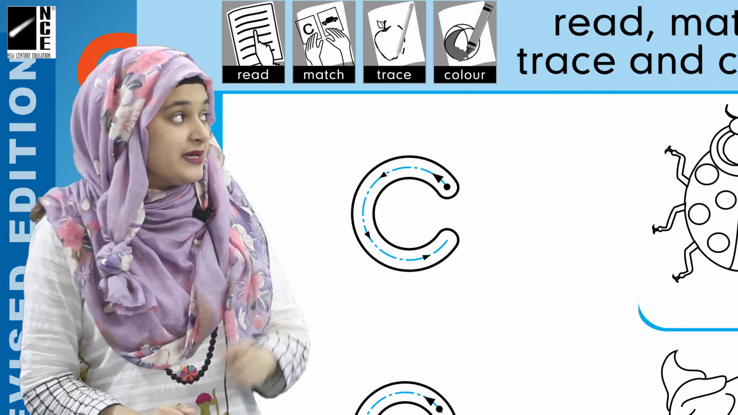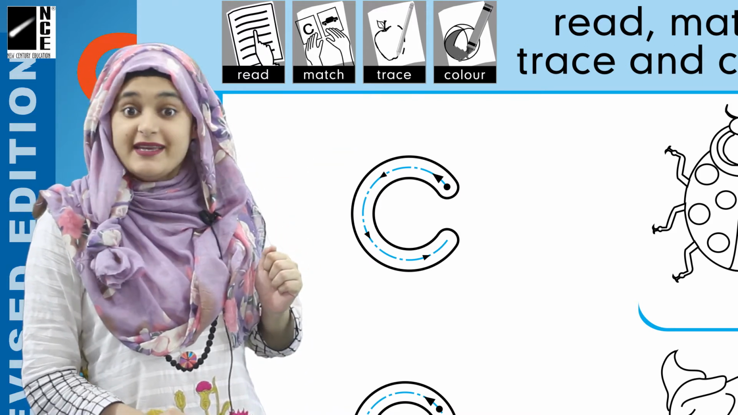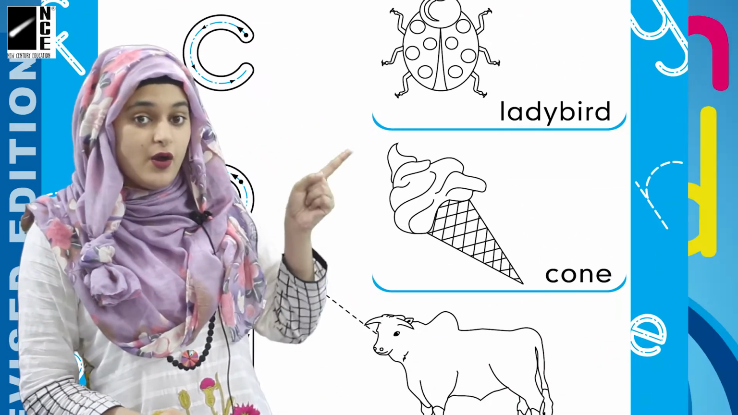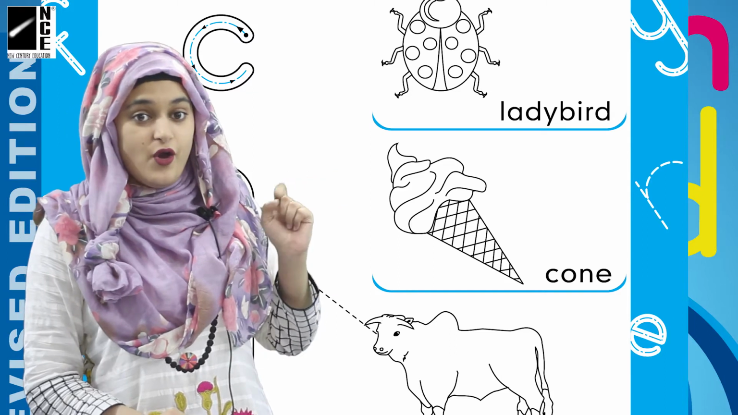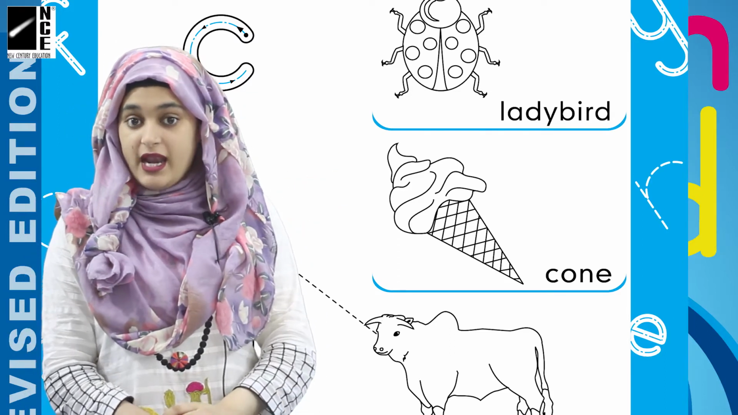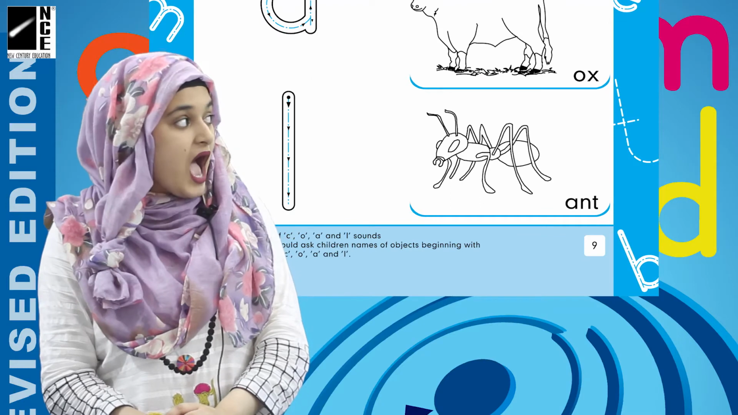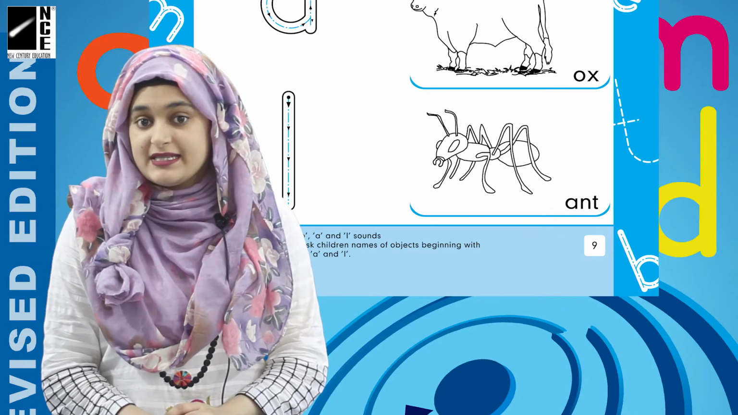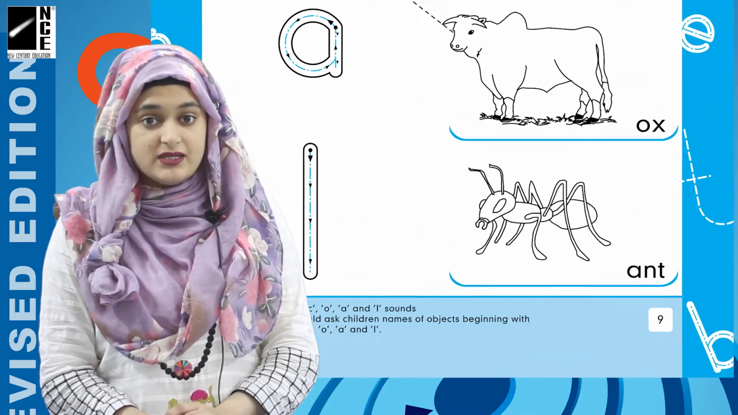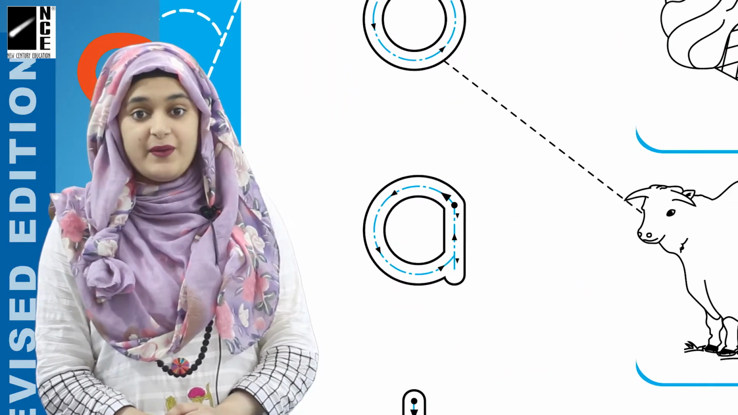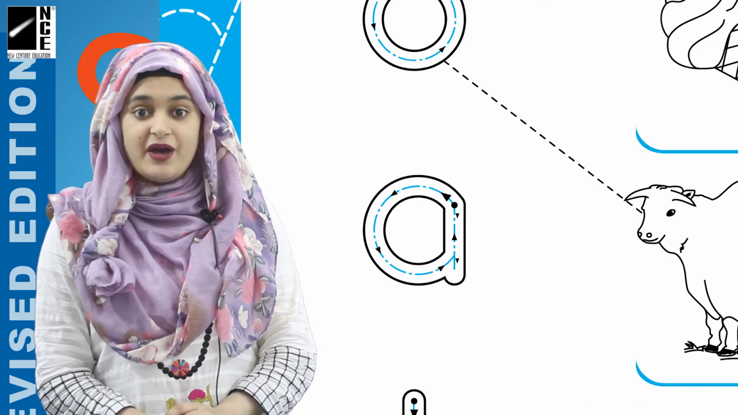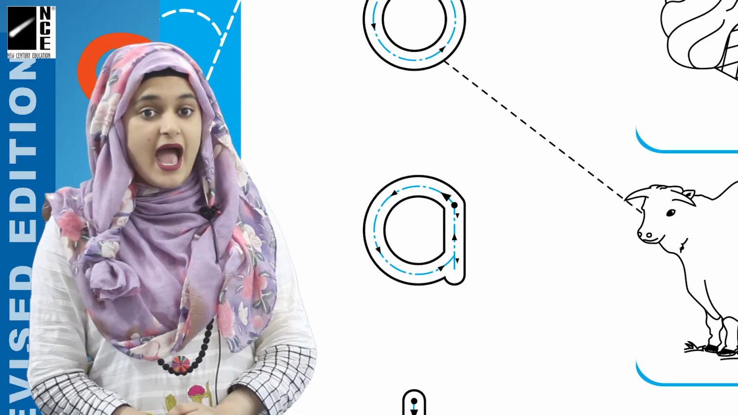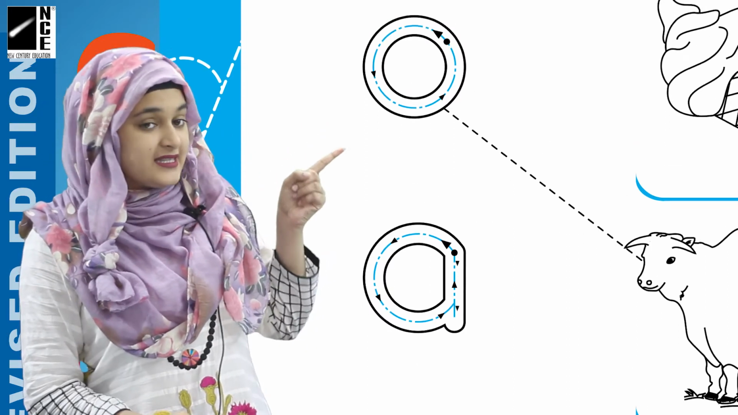Now children, tell me, is this K? Yes, it is K. So you will match K with cone. Now the last one is ant. And what is the beginning sound of ant? A. It is A. So we have to match ant with A.